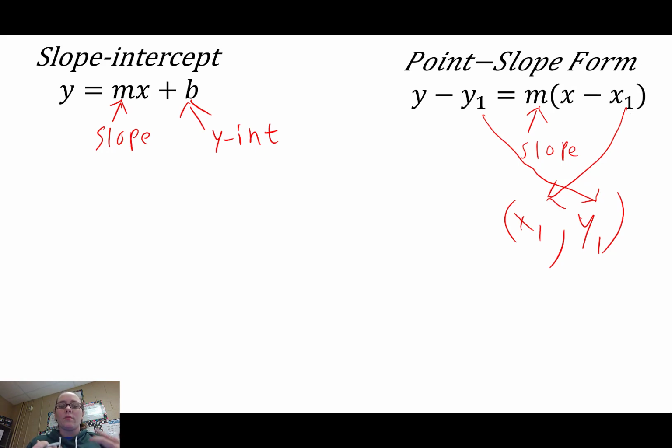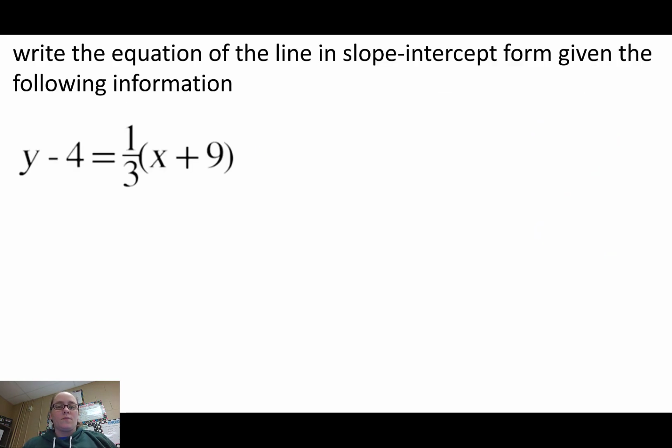So when we have slope-intercept form, this is great for when I have a slope and a y-intercept, or a slope and a point. Okay, so we're going to write the equation in slope-intercept form. Given this equation, y minus 4 equals 1/3 x plus 9.